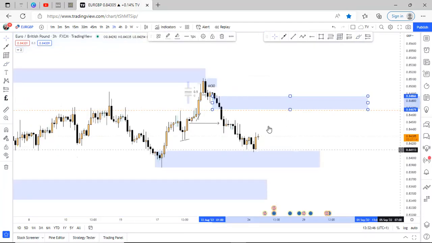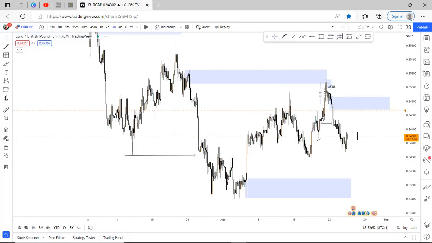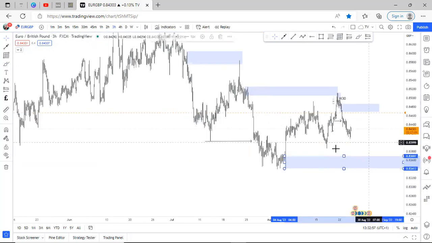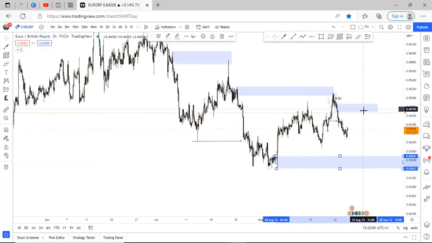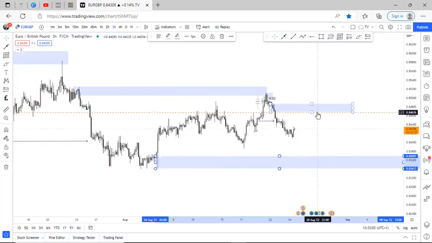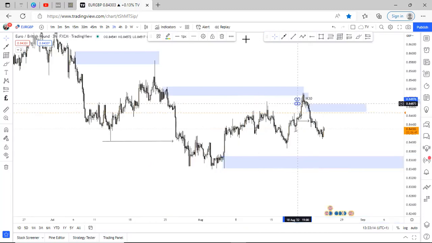So if price comes back there and I get a confirmation entry, I might still continue to short EURGBP. I'm not sure yet, but I might take a sell trade from here if I get a lower time frame confirmation. I won't take an aggressive entry sell, I'll wait for a confirmation entry sell. So you can also watch out for this zone as well.